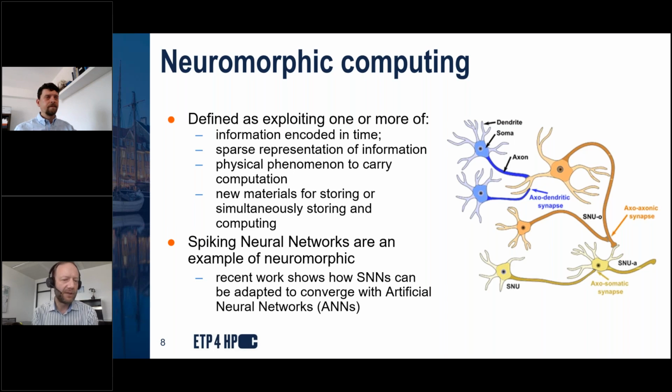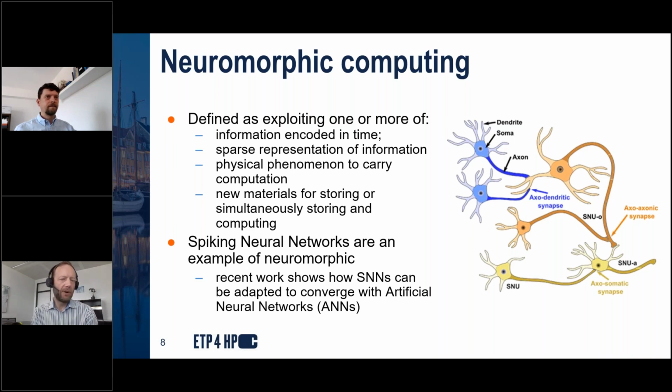We can also consider the use of physical phenomena to carry out computations, and we'll come to that in a moment with real examples that have been demonstrated already, as well as new materials, or sometimes old materials that we are repurposing to store, or simultaneously store and compute. As we know, our brain essentially mixes these things as well.